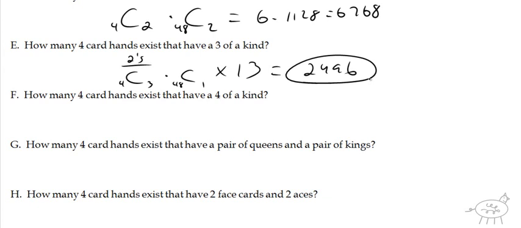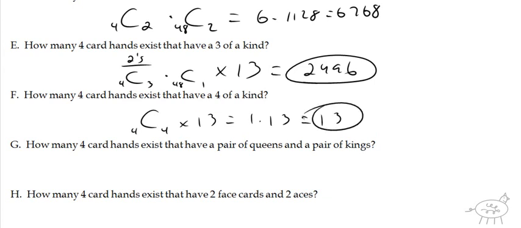All right, F. How many 4-card hands exist that have 4 of a kind? That means 4C4. That's like for the 2s. And there's nothing else. It's a 4-card hand, 4 of a kind. And of course, if that's for the 2s, I need to multiply that by 13. So I get 1 times 13, which is 13. That makes sense because 4C4 is 1. Think about it. For the 2s, isn't there only one way to have all 4 2s, especially since it's a combination, and then it's a 4-card hand. So that's it.